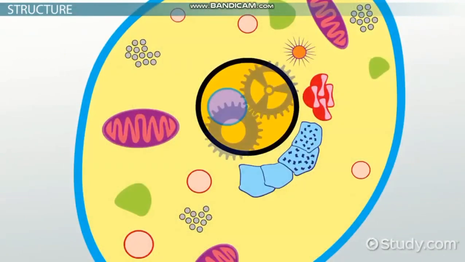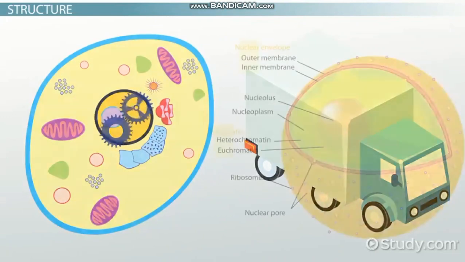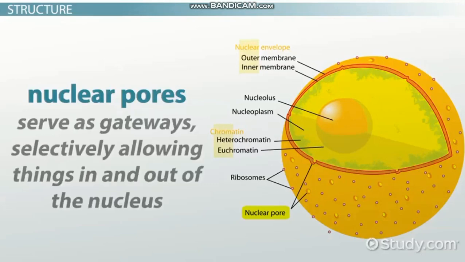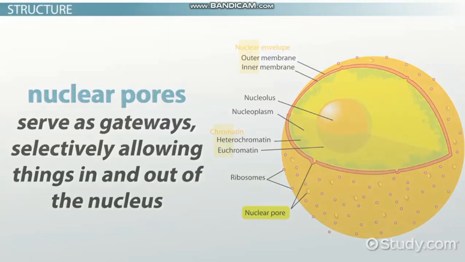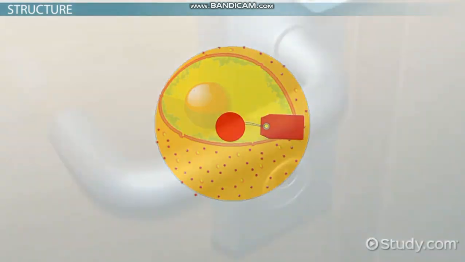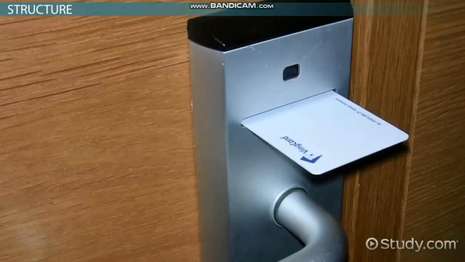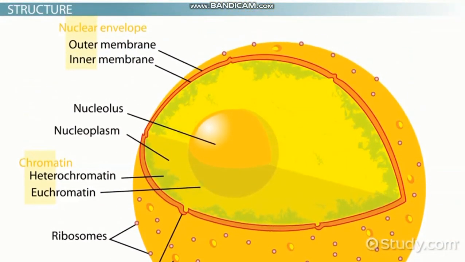Since the nucleus makes things, the nucleus must ship materials in and products out. The doors of the nucleus are called nuclear pores. Nuclear pores serve as gateways, selectively allowing things in and out of the nucleus. Since the nucleus contains so many important things, substances in the cell must possess special tags in order to enter the nucleus. Think of these special tags as the keycards necessary to gain entrance into a very important building. Now that we know how the nucleus looks, let's look at what it does for the cell.